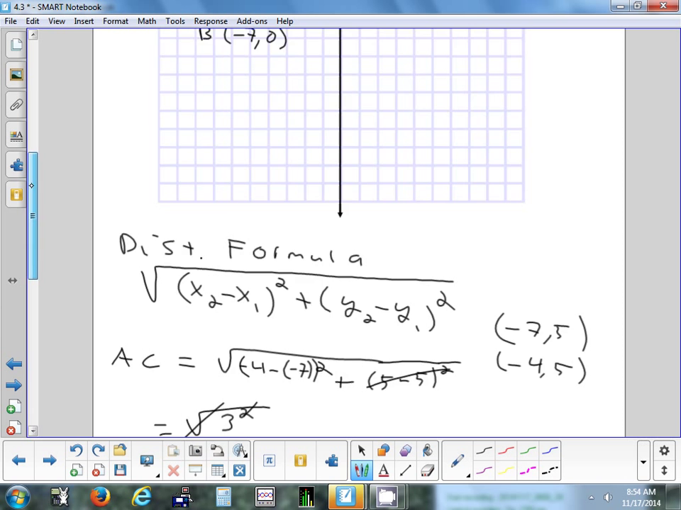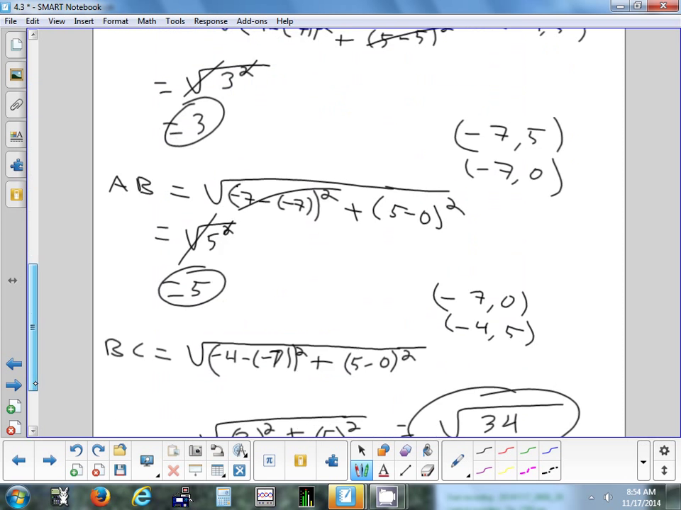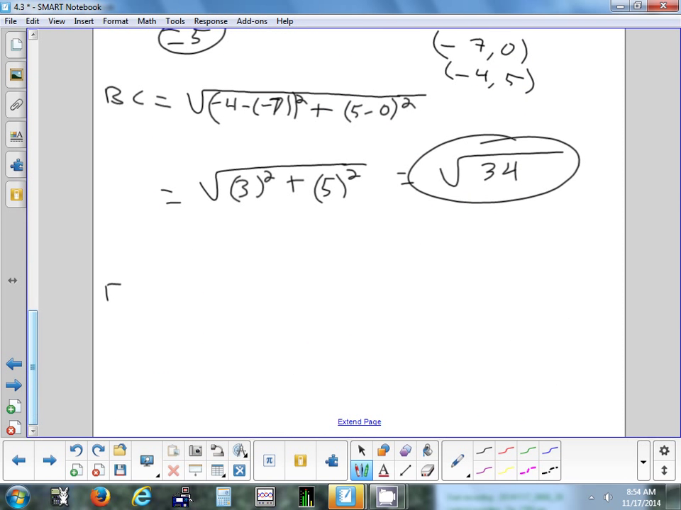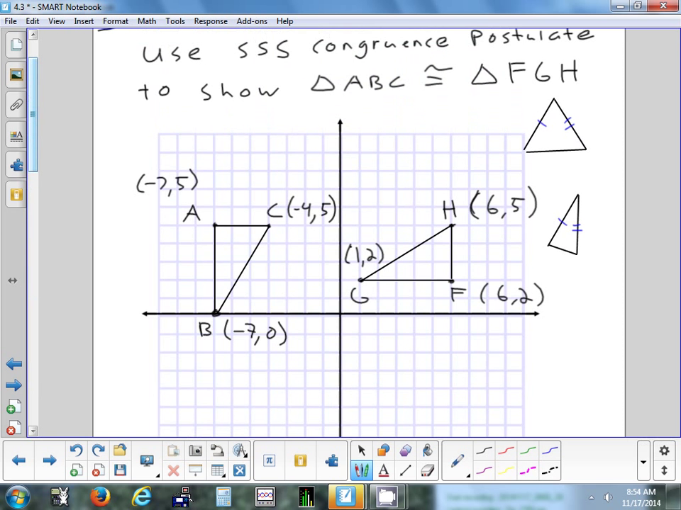All right, let's find the side that would correspond to AC. Okay, what would be the side that corresponds to AC? H, yep. FH, sure, let's find FH. This time, because it goes in a straight direction, you're going to get one of them canceling out to be a 0 in your distance formula. So let's just count it. So it's 1, 2, 3 units.